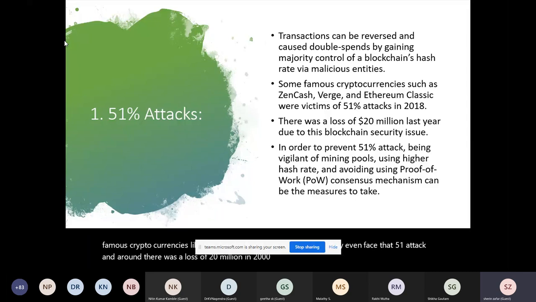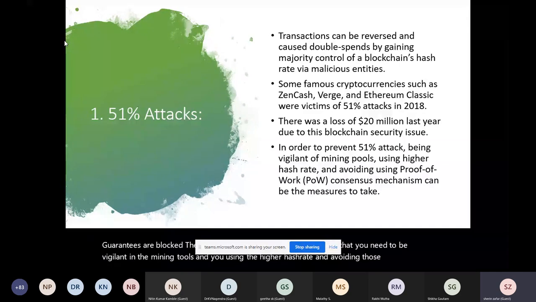And the important advice for the people who hold those currencies, or even Bitcoins, is that you need to be vigilant in the mining pools, use a higher hash rate, and avoid those proof of work consensus mechanisms.